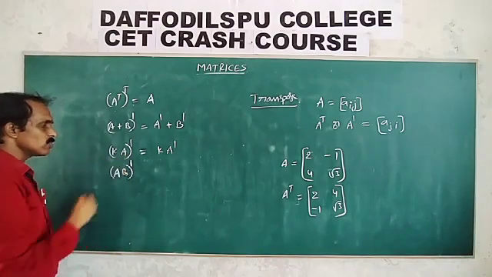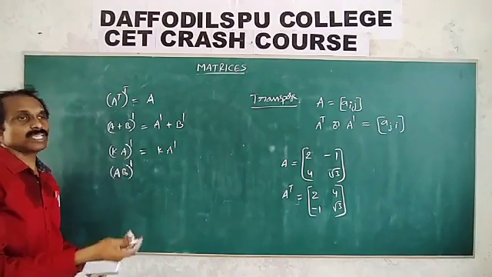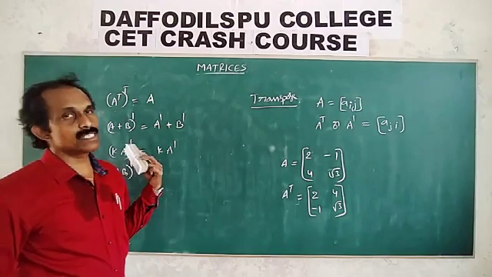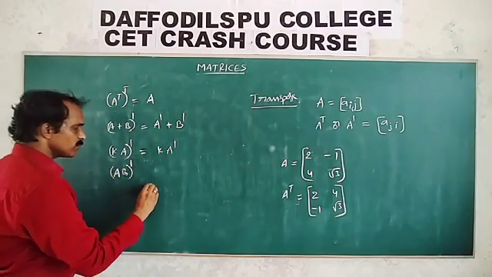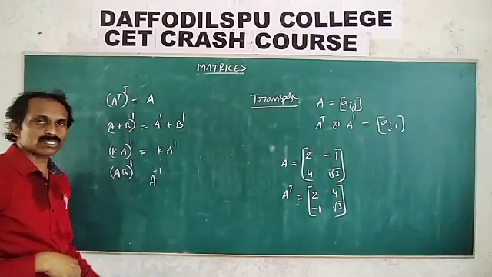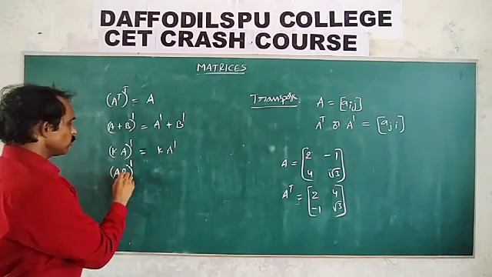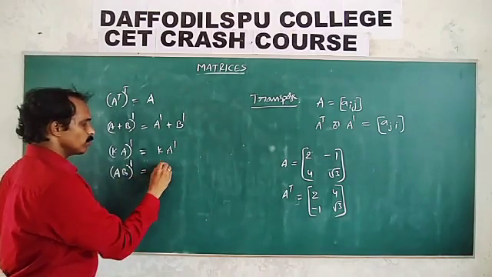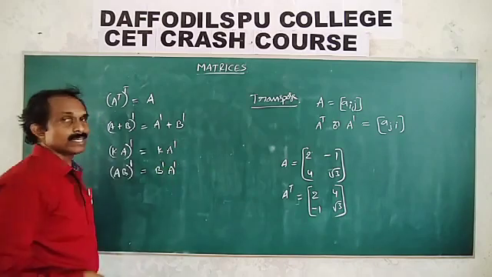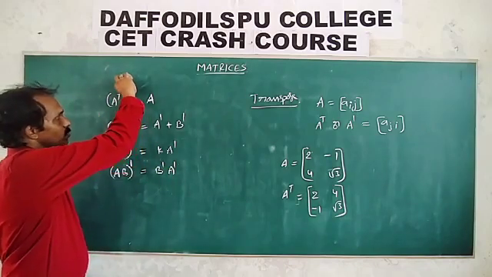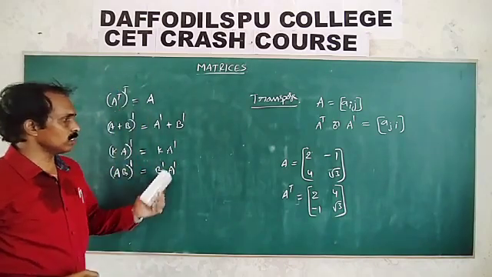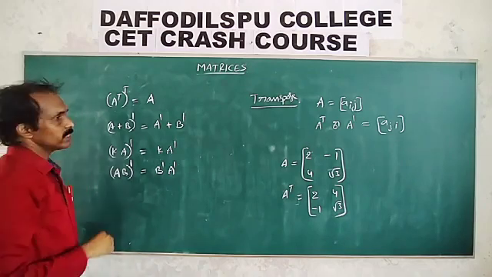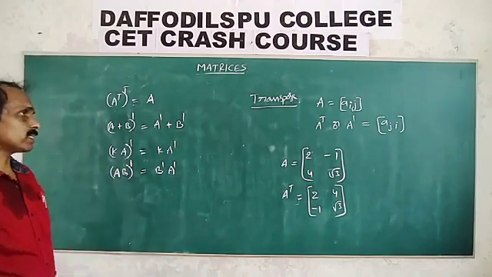Students get confused here: this is not the inverse. Inverse is written like this, and this is the transpose. AB whole transpose is equal to B transpose into A transpose. Transpose can be represented either by T or like this. These are the properties of the transpose of a matrix.